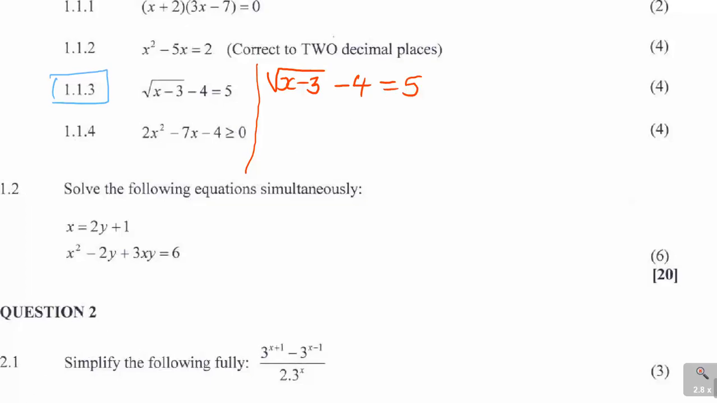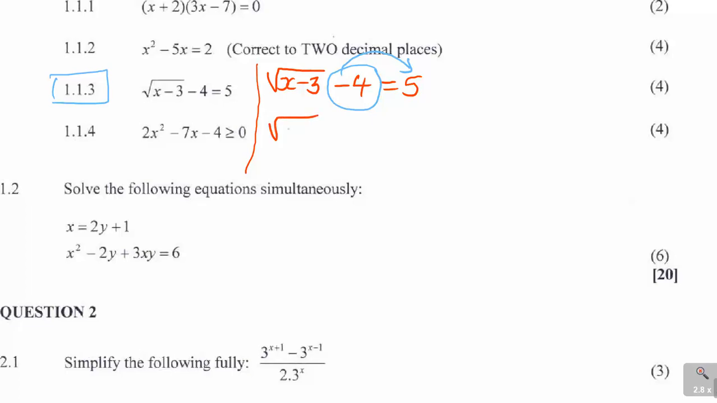You need to understand that the negative 4 is not affected by the square root. So the minus 4 must be transposed to the other side before you can do anything with the square root. I know that you know with the square root you have to square, but you cannot square when that 4 is still there. So you need first to take 4 to the other side so that you only have the square root on one side.